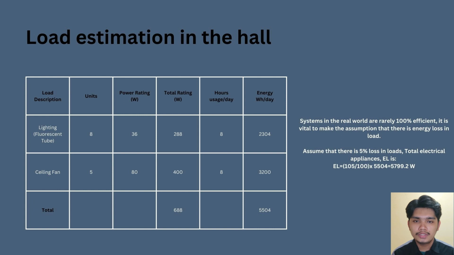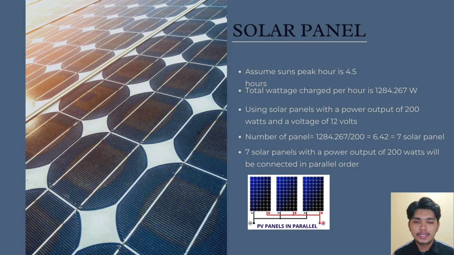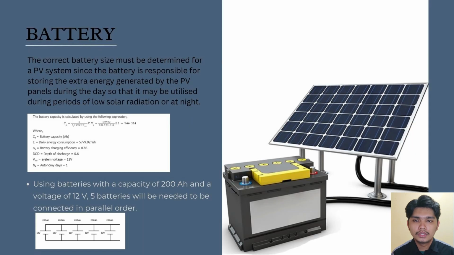We should estimate the 5% load loss, and the total electrical appliance load is 5799.2 watts. For panel sizing, knowing the sun's peak hours helps size the PV array and inverter. We assume 4.5 hours of peak sun. This design needs a 1284.2 watt solar panel. This arrangement requires 7 200-watt solar panels at 12 volts each.